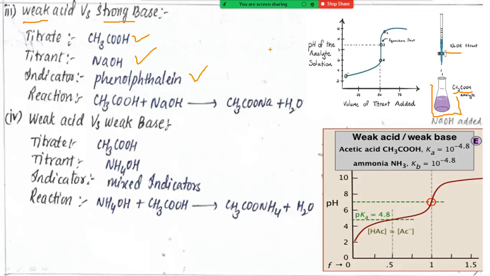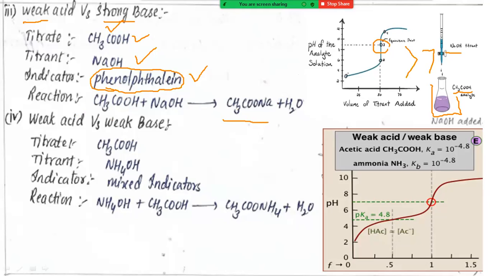But here the important point is where this equivalent point will be coming. Here the equivalent point will be coming above pH 7. Why? Because we are using a strong base. So the strong base will have more capability to drag this pH value towards the base side. Okay. So that's why here we can get more than pH 7 as the equivalent point, and phenolphthalein is suitable for this reaction to get the end point.